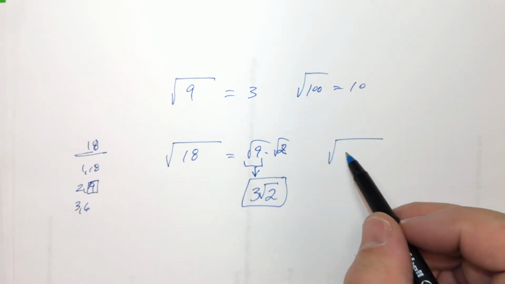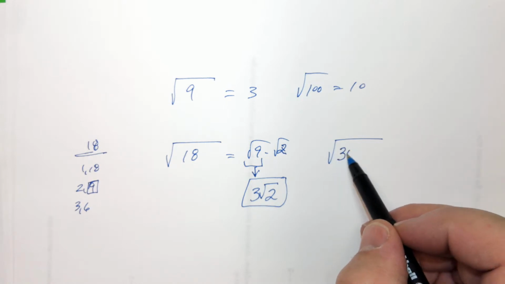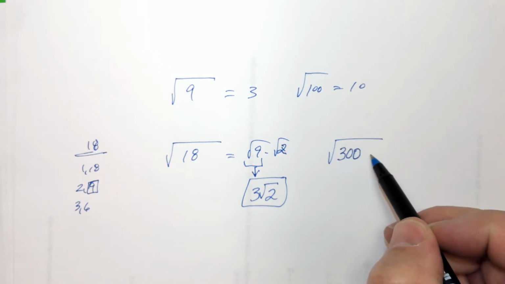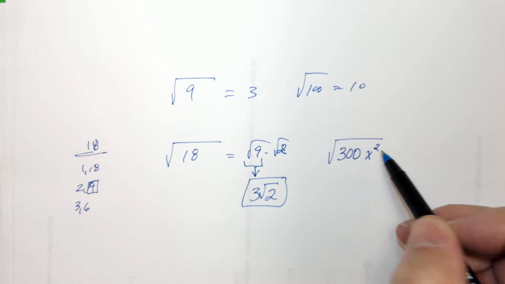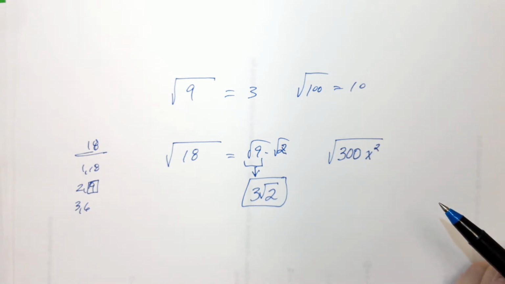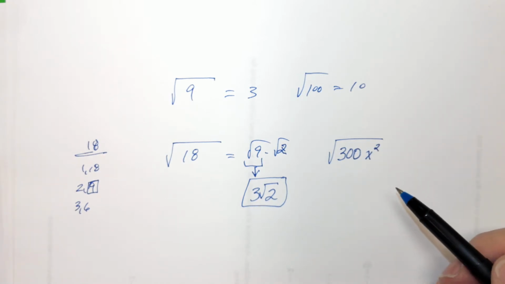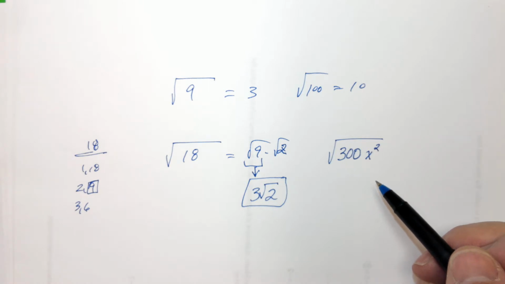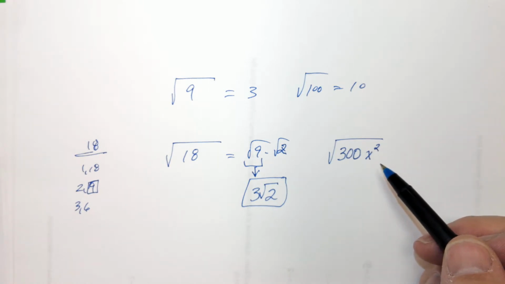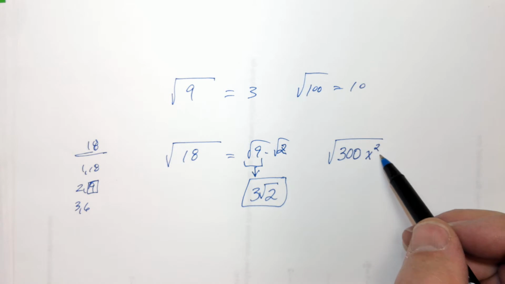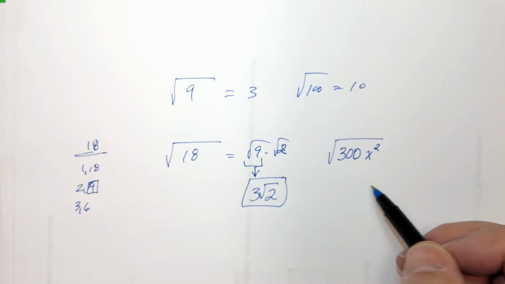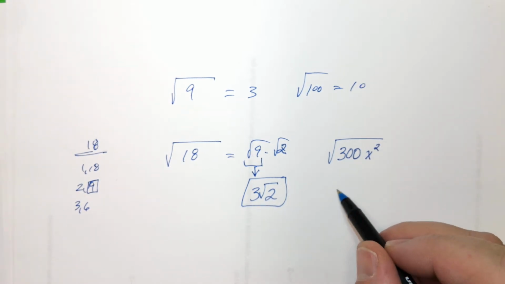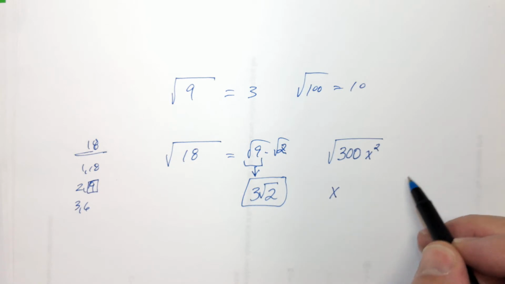Now, ugly one. Let's do the square root of 300x squared. We're looking for perfect squares here, right? Isn't x squared a perfect square? What times itself is x squared? x. So the square root of x squared is just x. I got that part down. So I'm pretty sure my answer is going to be x something.